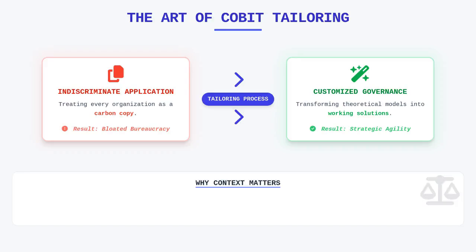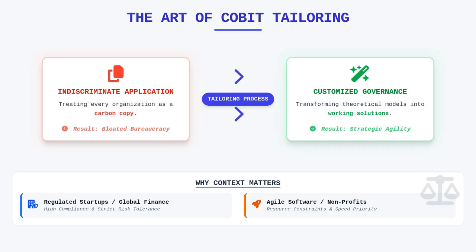Consider a scenario where you are designing a system for a startup working in a highly regulated industry compared to a nonprofit organization. Their risk tolerances, resource constraints, and compliance mandates are fundamentally different. If you force the same set of controls on both, you inevitably end up with either an insecure system or a bloated, unusable one. Tailoring allows you to cut through the noise and identify which governance objectives actually matter to your stakeholders.